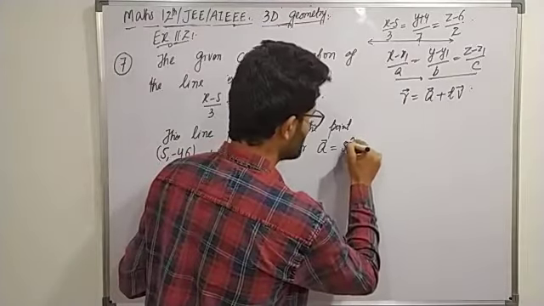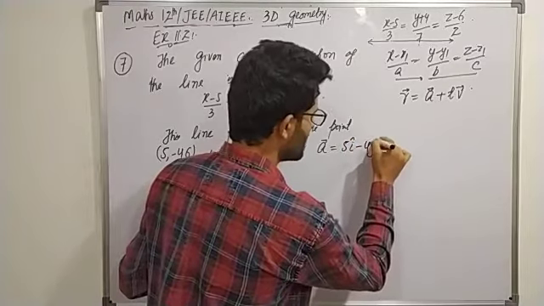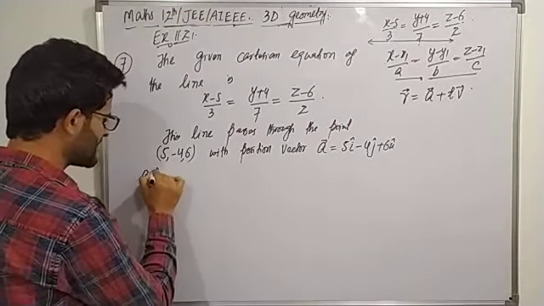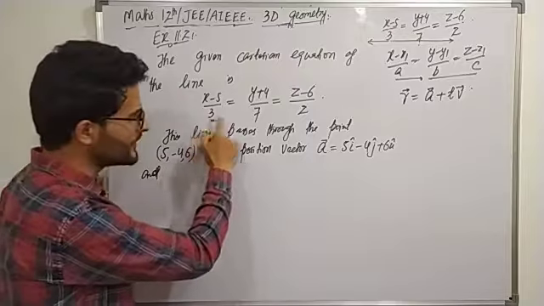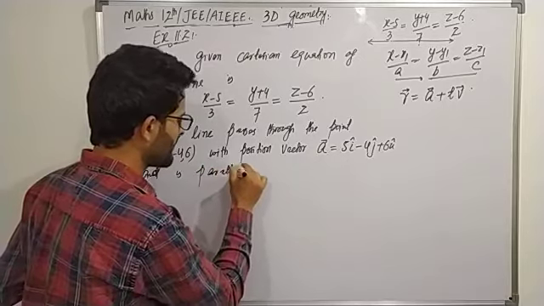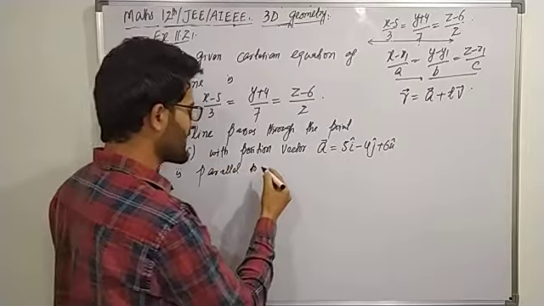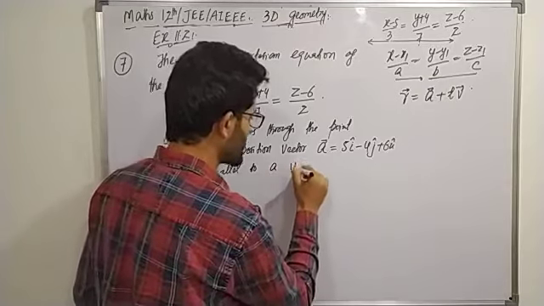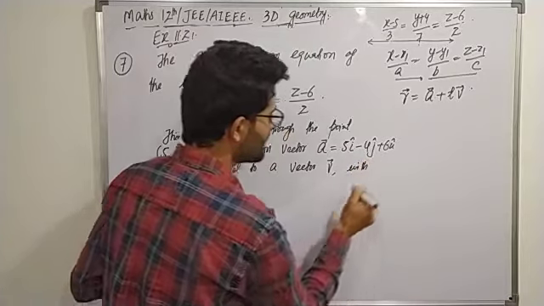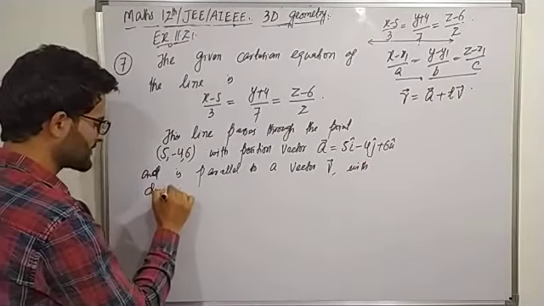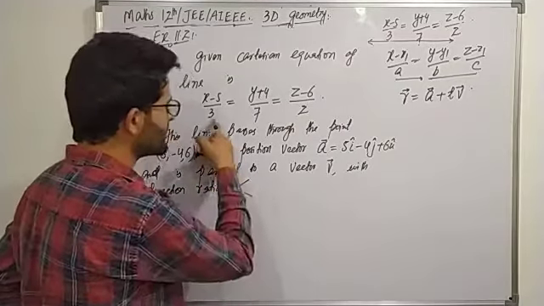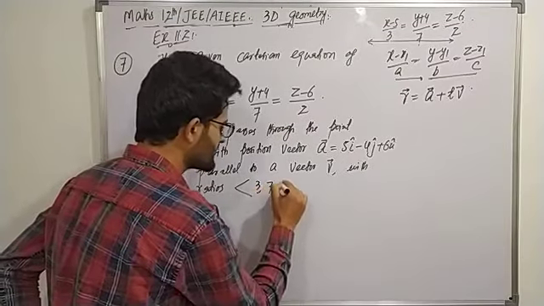So 5i minus 4j plus 6k, and is parallel to a vector with direction ratios 3, 7 and 2. Suppose we name that vector v, and is parallel to a vector v with direction ratios. What will be the direction ratios of that vector? Ordered three tuple 3, 7, 2.